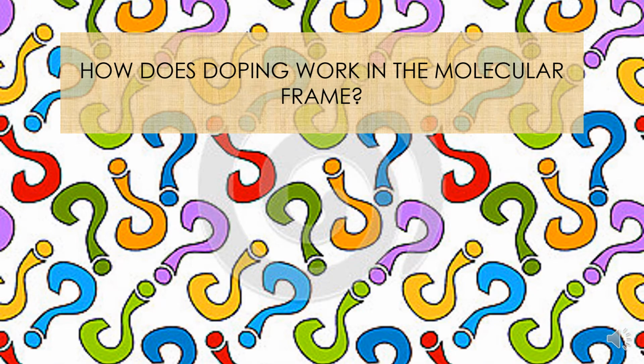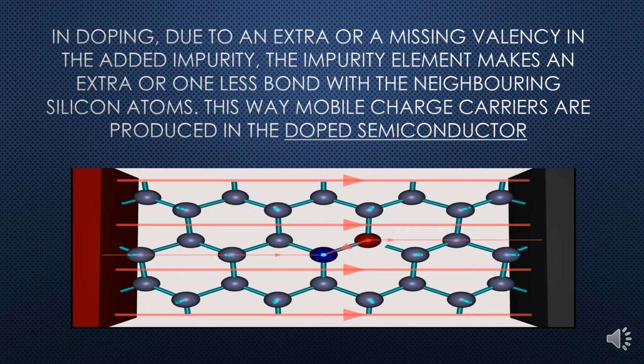Wait, but how does doping work in a molecular frame? In doping, due to an extra or a missing valency in the added impurity, the impurity element makes an extra or one less bond with the neighboring silicon atoms. This way, mobile charge carriers are produced in the doped semiconductor.